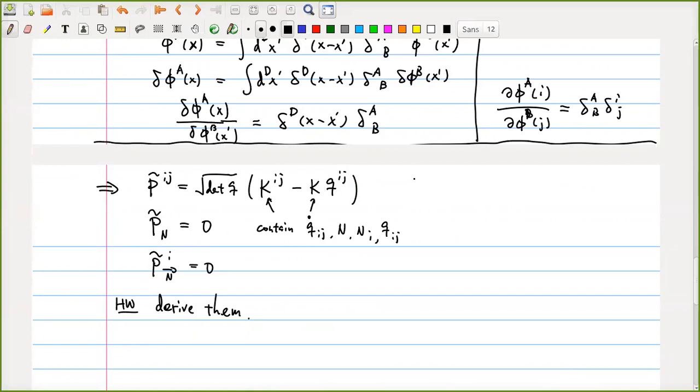So this Pij has some symmetric properties. It is symmetric when I replace i and j. Yeah, it is a symmetric tensor. So if you like, this Pij is a component of a tensor. But the second remark is that it's not exactly a tensor.